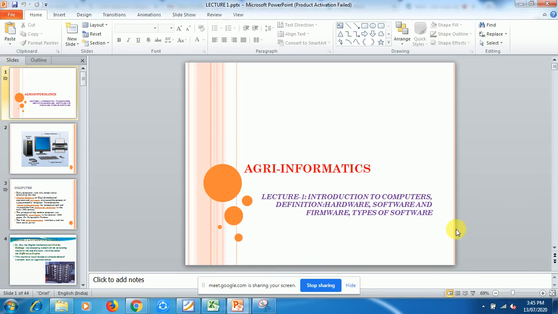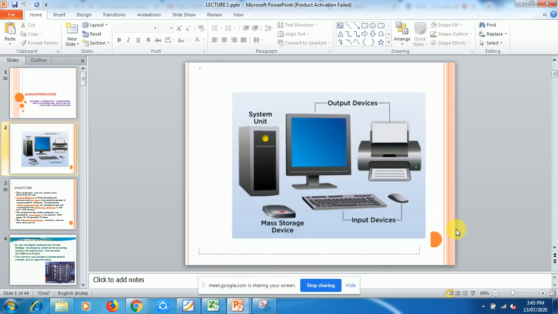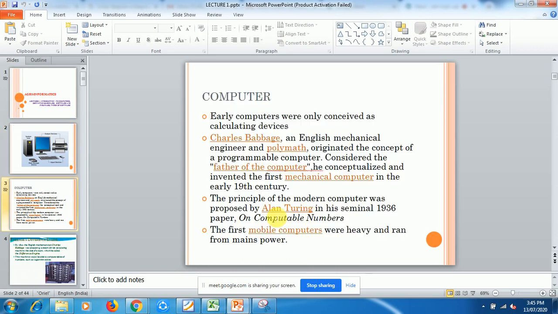In the last lecture, we had started with the definition of agri informatics. What do you mean by computer? What is the history of computers? Okay, we'll just look at it again. This is the general anatomy of a computer: output devices, input devices, the processor that is called the CPU, and mass storage devices.